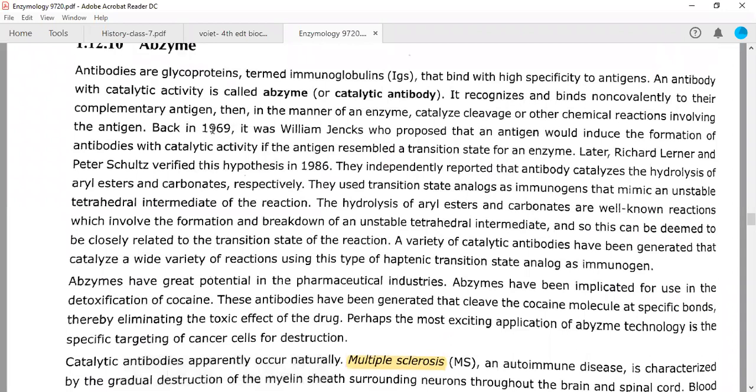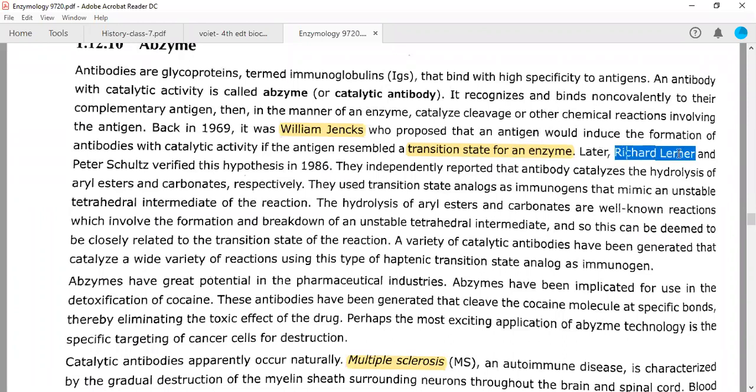Back in 1969, it was William Jenks who proposed that an antigen resembling the transition state of an enzyme reaction would induce the formation of antibodies with catalytic activity. We know the antigen can bind with an antibody, and this antigen-antibody complex is very analogous to the transition state of an enzyme. When an enzyme is bound to the substrate, it forms an enzyme-substrate complex. So you can compare the enzyme-substrate complex with this antigen-antibody complex.